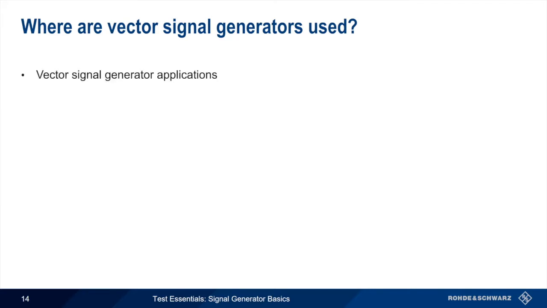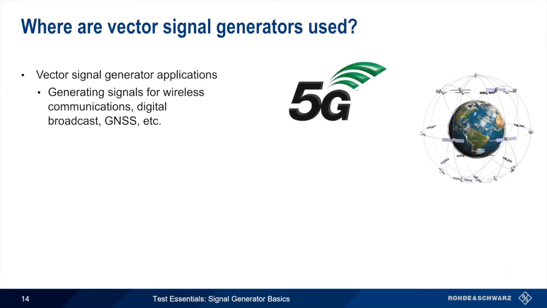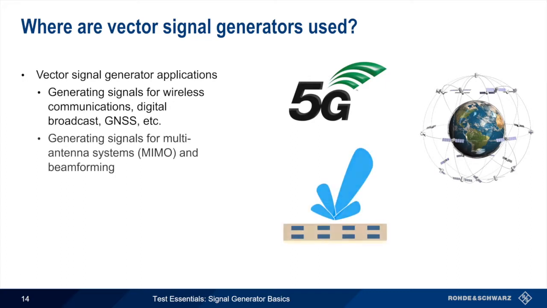So what are the most important applications for vector signal generators? Clearly, vector signal generators are needed whenever we're generating vector signals, such as those found in wireless communications, digital broadcast, GPS, and other global navigation systems. Vector signals can also be used to generate multiple signals to simulate multi-antenna systems, such as those used in MIMO, or multiple in, multiple out, and beamforming applications.